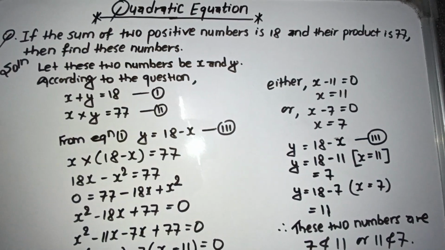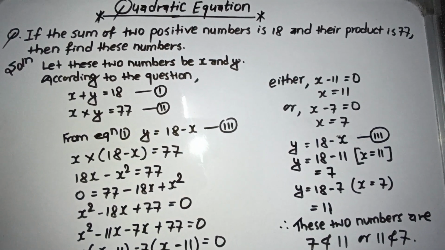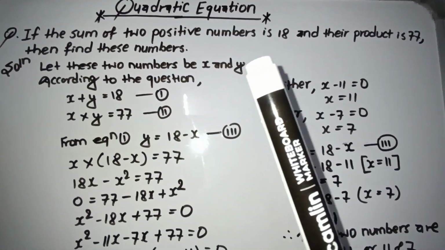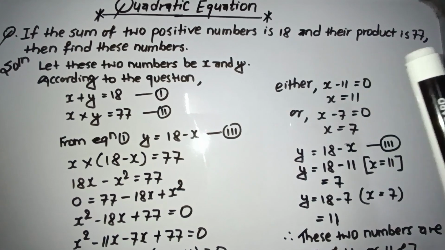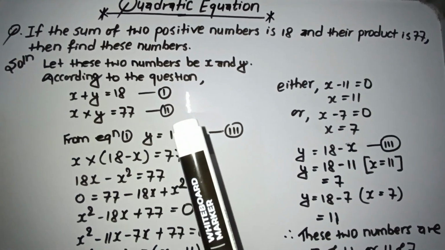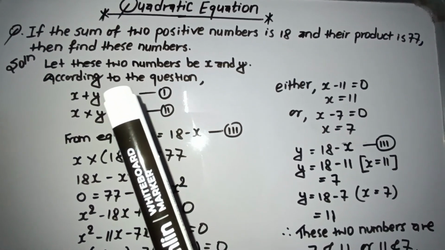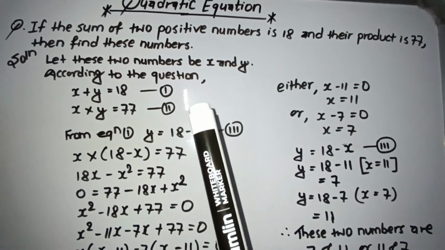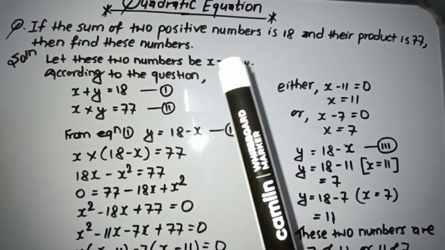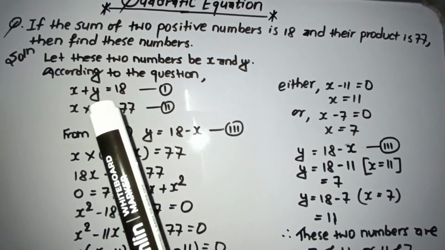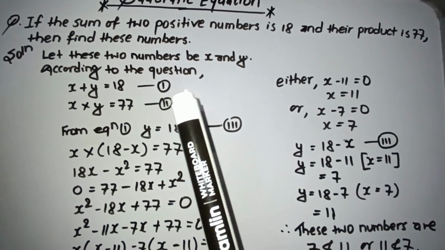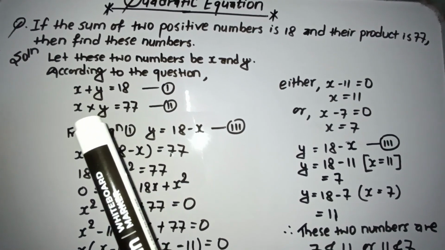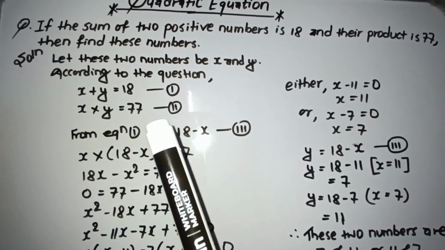We are going to solve a numerical problem which is based on quadratic equation. In the question, if the sum of two positive numbers is 18 and their product is 77, then find these numbers. Let these two numbers be x and y. According to the question, the sum of two positive numbers is 18, that is x plus y equals 18. And another is their product is 77, that is x multiplied by y equals 77.